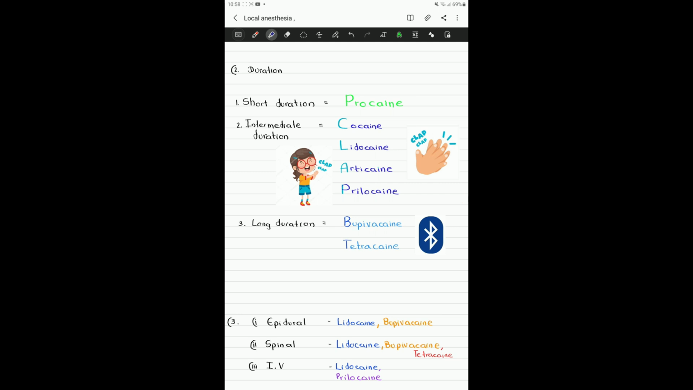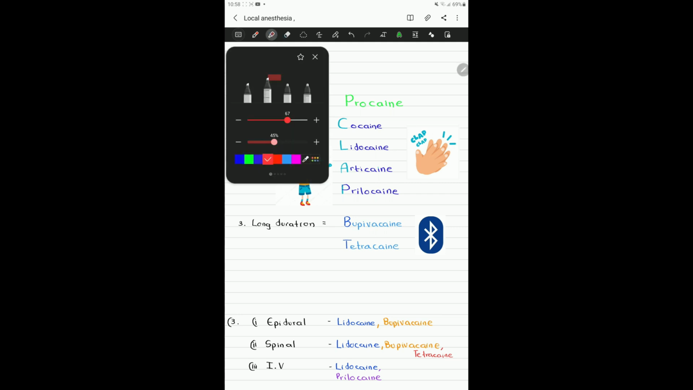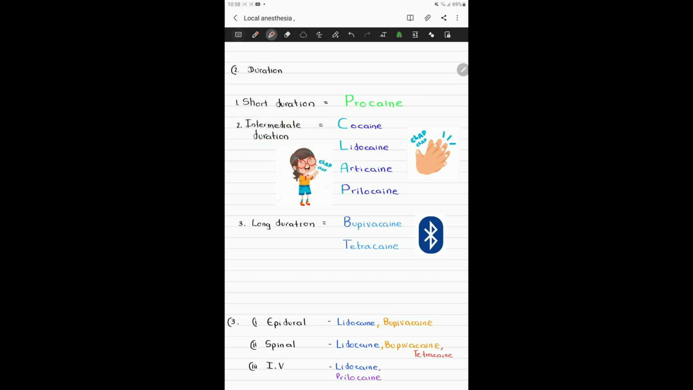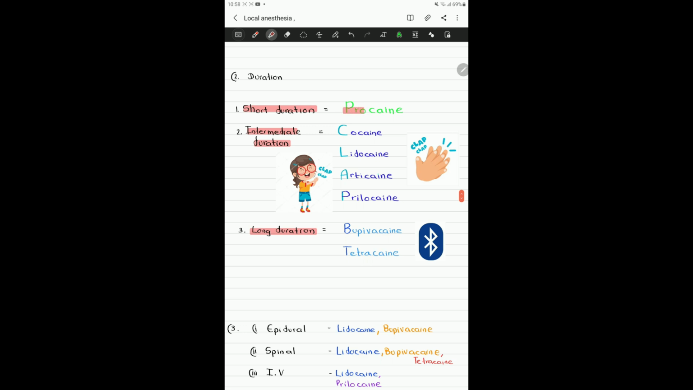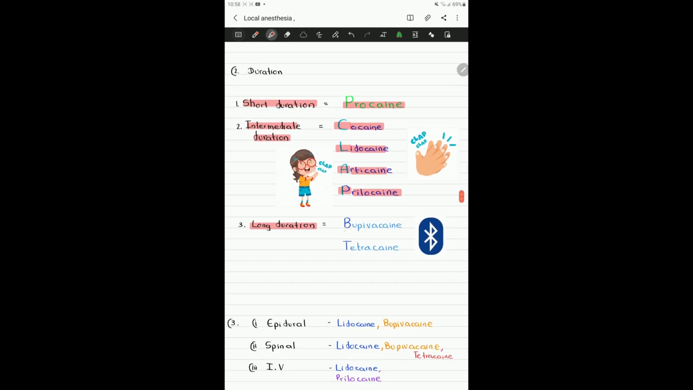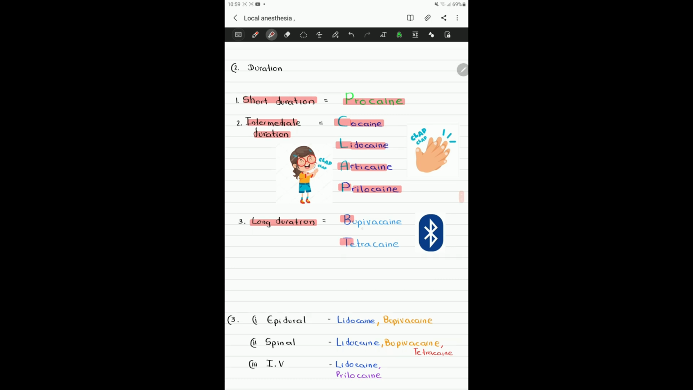Next up, we have classification by duration. By duration, we can classify local anesthetics as short duration, intermediate duration, and long duration. Under short duration, we have procaine, and under intermediate duration, we have the mnemonic CLAP. C for cocaine, L for lidocaine, A for articaine, and P for prilocaine. And for long duration local anesthetics, we have the mnemonic Bluetooth, B-T: B for bupivacaine, and T for tetracaine.